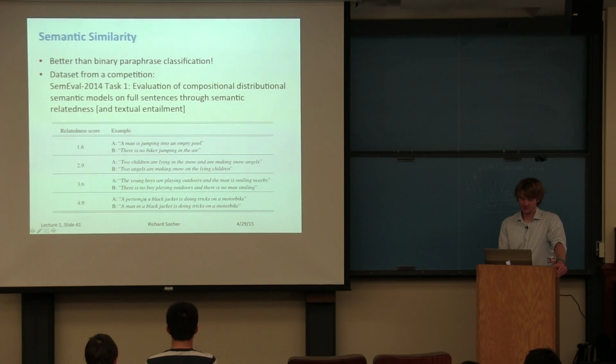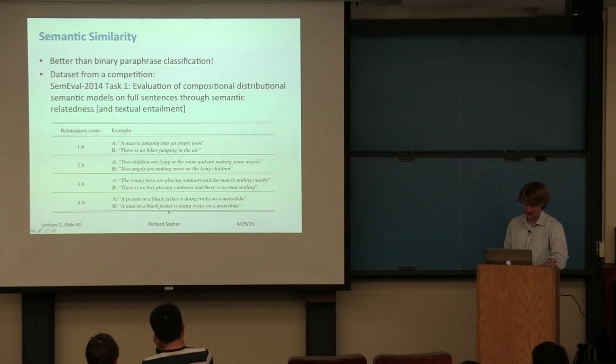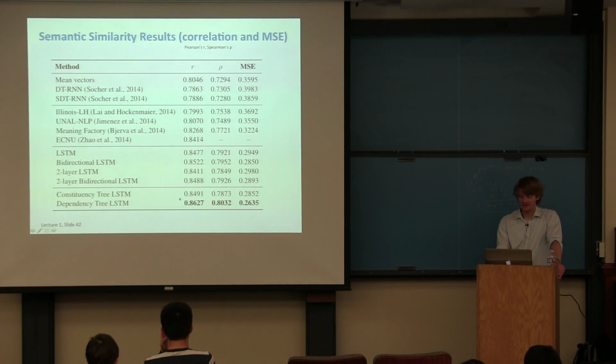And then here we have two sentences that are really very similar. A person in a black jacket is doing tricks on a motorbike, and a man in a black jacket is doing tricks on a motorbike. Very similar sentences, basically close to 5 in their relatedness score. Now, on that kind of data set, this tree LSTM actually outperforms all other models.